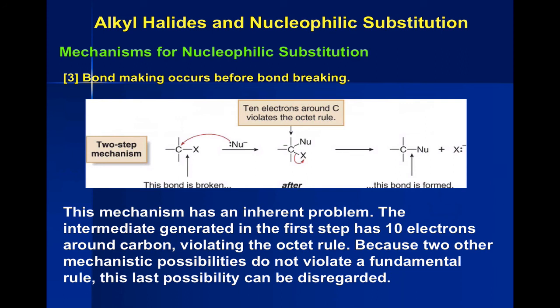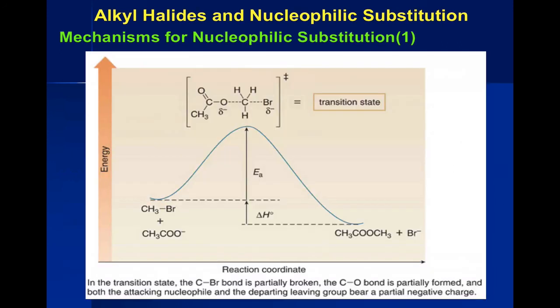SN1, which is first order, and tell me the mechanism. How does it work? Bond breaks, so the leaving group leaves. We get a carbocation intermediate, then the nucleophile attacks. And then we have SN2, which will have a simultaneous reaction. That's right. Okay.